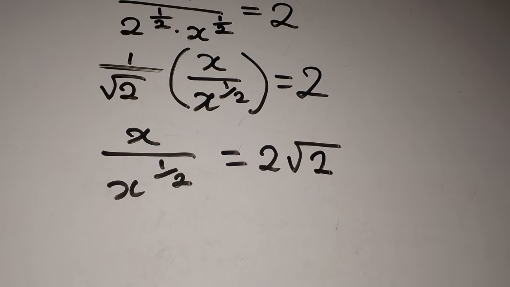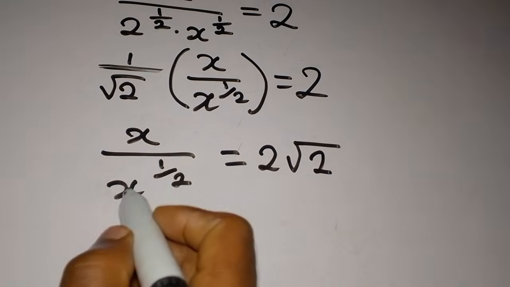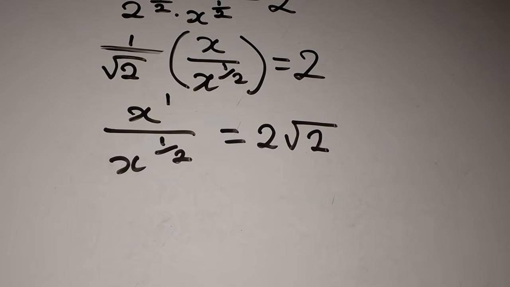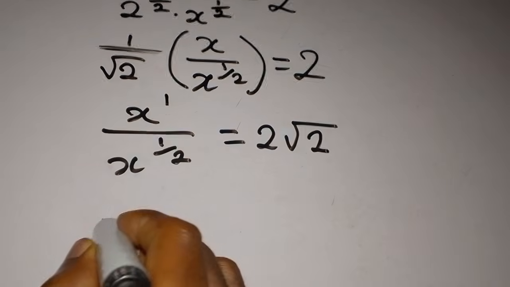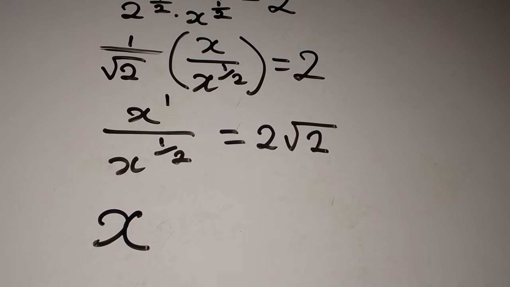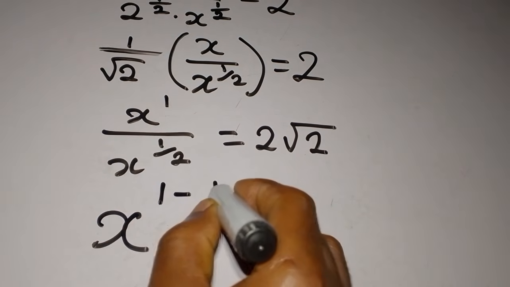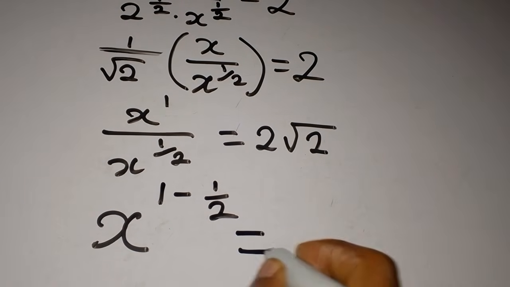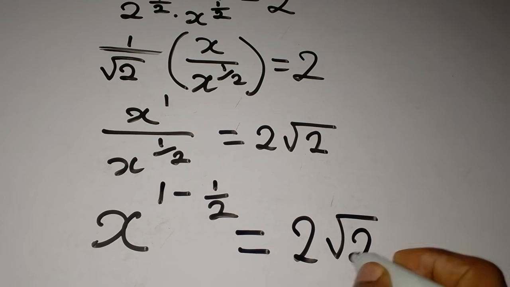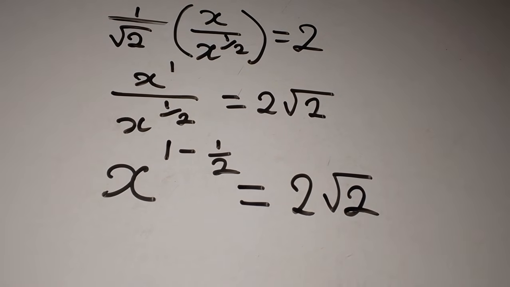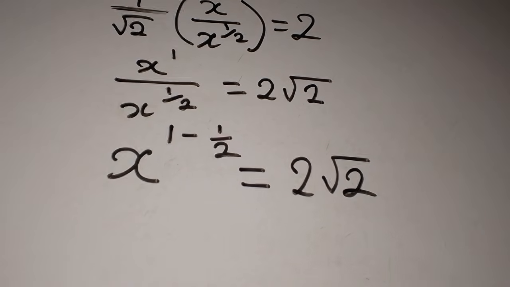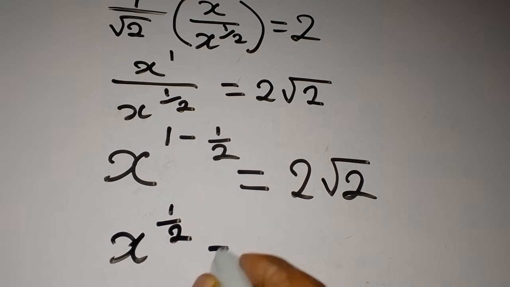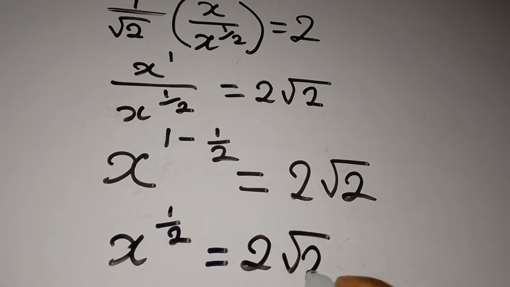Now to focus on the left hand side, this has power of 1. So we can apply one of the laws of indices that says if you're dividing, you pick one of the bases, then you subtract the powers. So 1 minus 1 over 2, and this is equal to 2 root 2. So guess what I will do now? 1 minus 1 over 2 is 1 over 2. So this is x to the power of 1 over 2 being equal to 2 root 2.